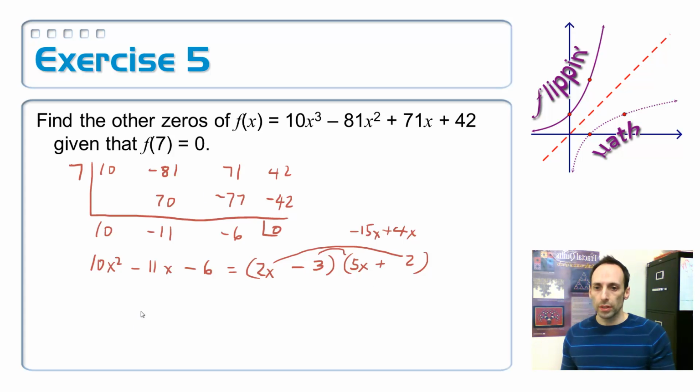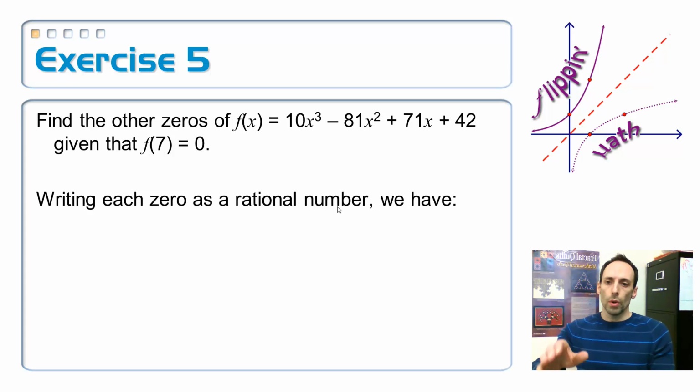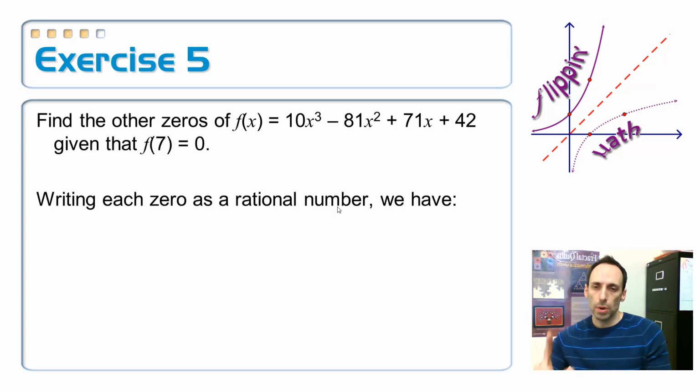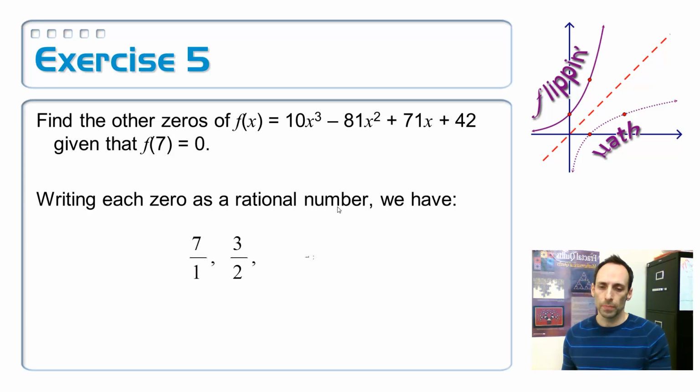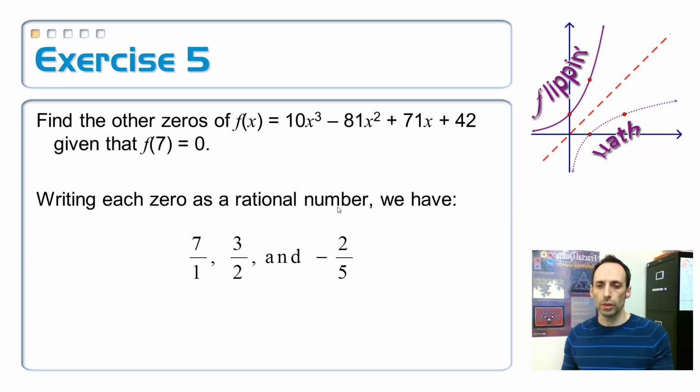All right, so now listing out our zeros, we get x equals 7, and then we get x equals 3/2 from that parenthesis, and then from the other one, 2/5. Whoops, negative 2/5. Got to subtract it over. So here are our answers. Now we're going to do something with those answers. Writing each of the zeros that we just had as rational numbers, it looks like this. Ordinarily you wouldn't write 7 over 1, you would just write 7. But it's still a rational number if you think of it as 7 over 1.